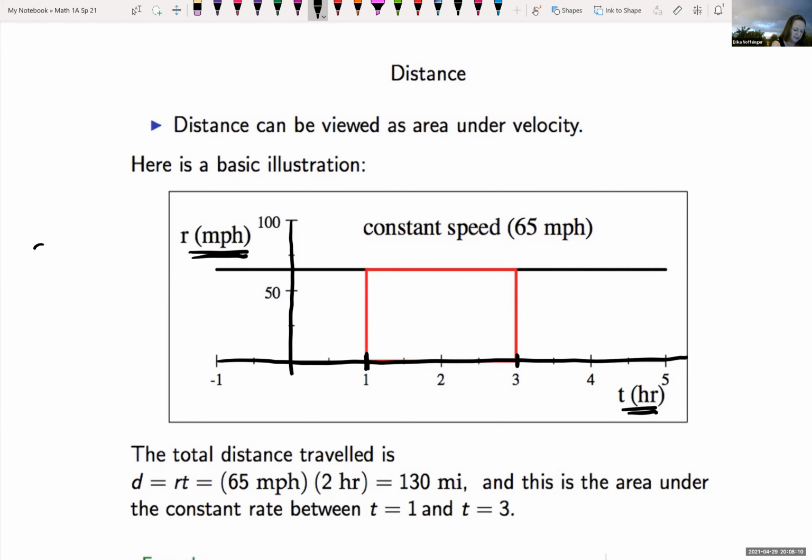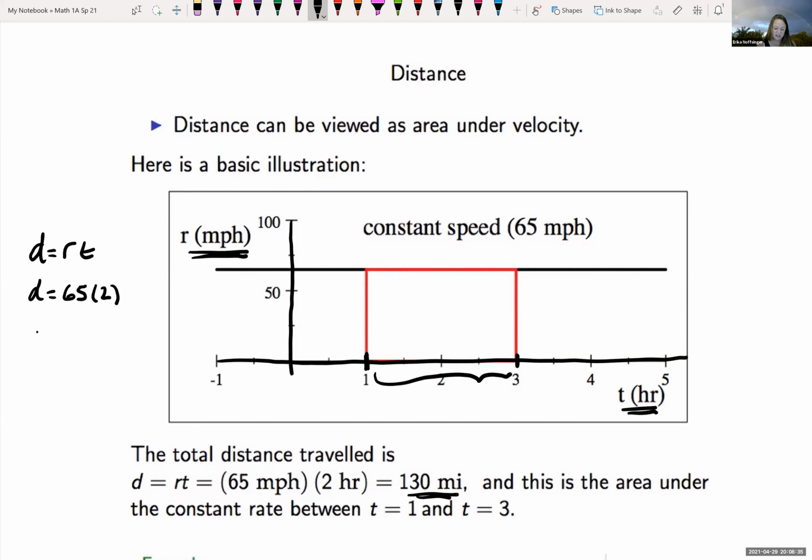Well, we know that distance, right, is equal to rate times time. So distance is equal to 65 miles per hour. And if we look at the time between 1 hour and 3 hours, that is 2 hours. And so if we multiply that out, we get that that is 130 miles.